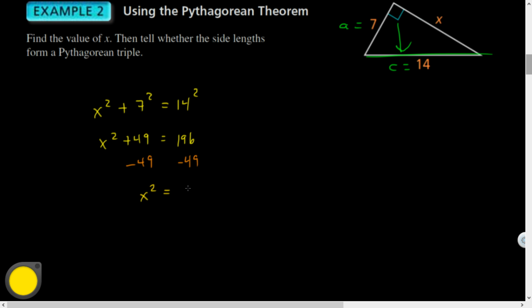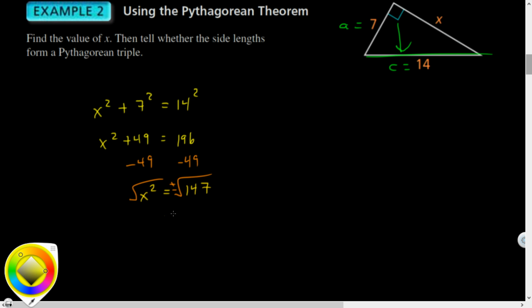X squared is equal to 147 when I subtract those. How do I get x by itself? Root both sides. Plus or minus. Don't forget it. Now, technically, as a geometry teacher right now, it'd be fine if you forgot the minus sign. But as an algebra teacher, and your Algebra 2 teachers will thank me, always remember the plus or minus. Your pre-calculus teacher, your calculus teacher will thank me if I make sure you remember the plus or minus there.